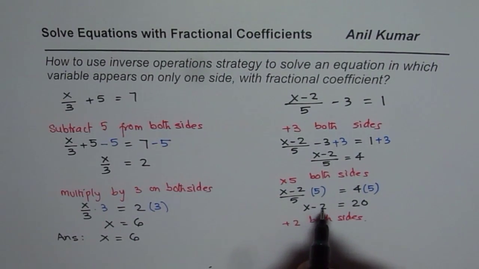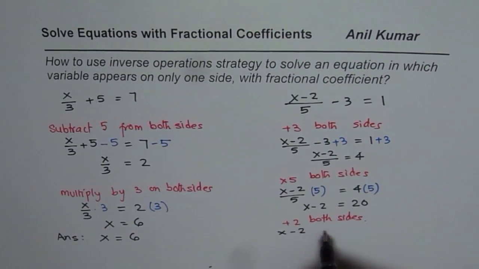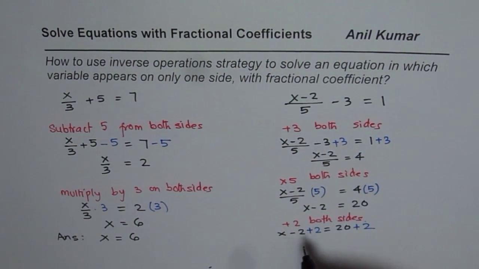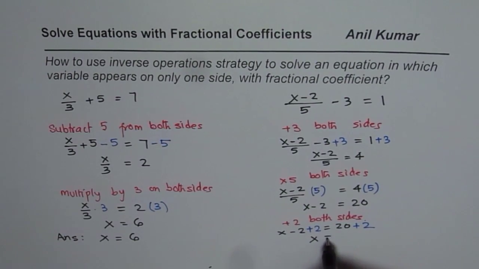Now you have to get rid of 2. So we have x minus 2 equals 20. We are going to add 2 on both sides, right? So add 2 both sides. You'll get your solution, which is x equals 22.